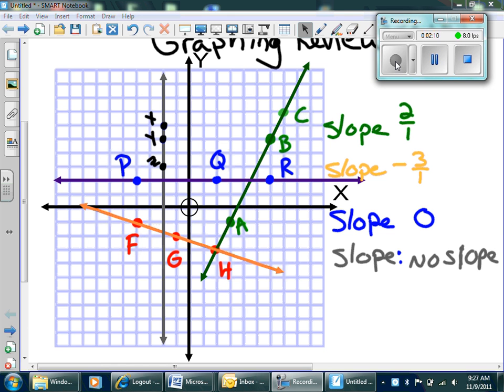Okay, and finally, the gray line, there is no slope. Whenever I count my fraction, my rise and my run, I end up with a number over 0. 1/0, 3/0, 2/0, -2/0. I'm never allowed to have a 0 downstairs. So that's a quick review of counting slope.